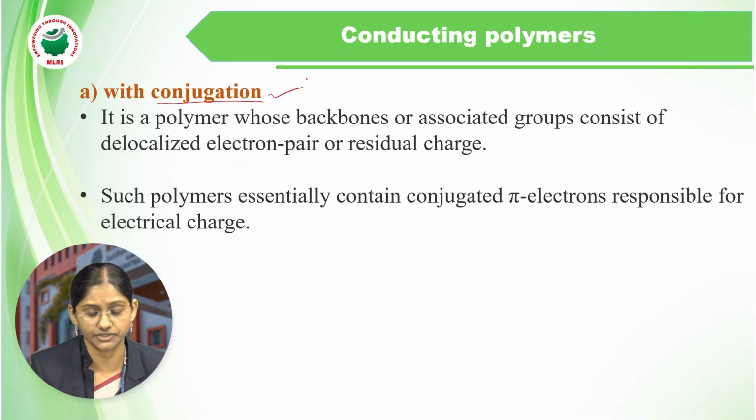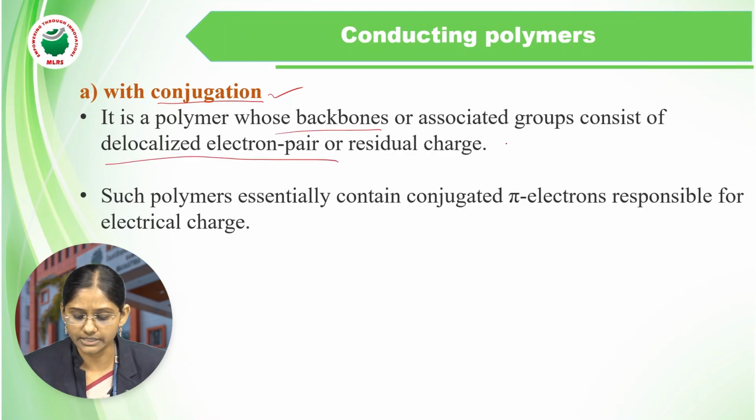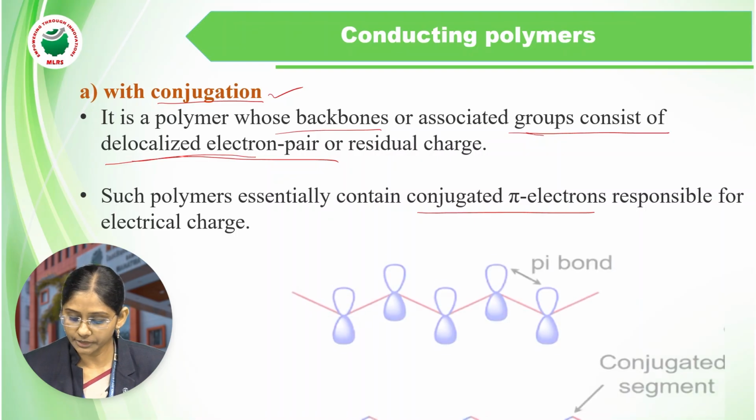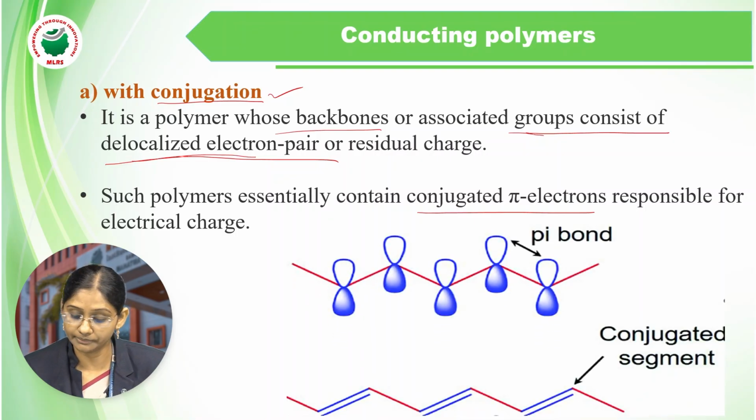First one is conjugation. Conjugation means, as I said just now, the alternate double bonds. Because of the alternate double bonds, we will see what mechanism takes place in these conducting polymers. Here it is a polymer in which the backbone contains delocalized electron pairs. Such polymers essentially contain conjugated pi electrons. You can see in the picture how conjugated pi electrons look.